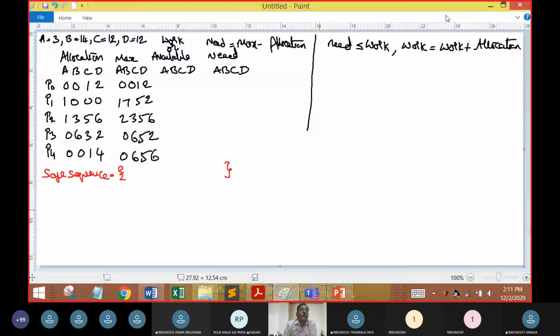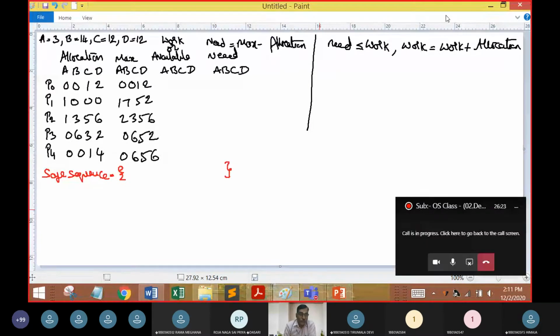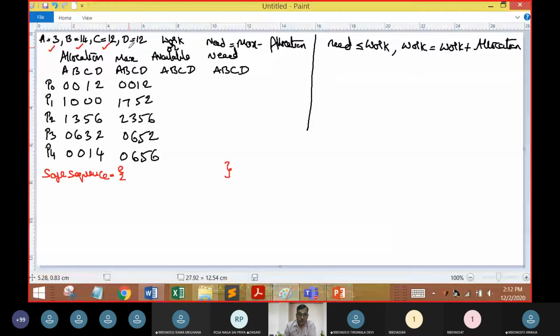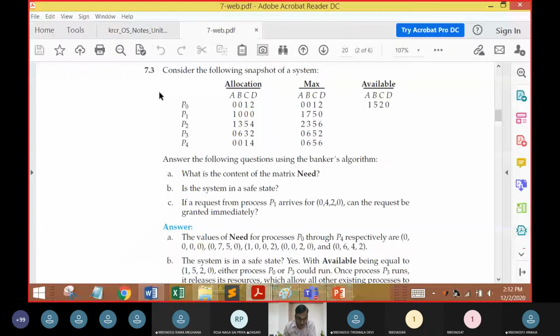So we do have number of instances for A is 3, number of instances for B is 14, number of instances for C is 12, and number of instances for D is 12. So this is the exercise problem which was given in your textbook, Silberschatz-Galvin. Now you can see here is a snapshot which was given by the author. He has given P0 to P4 as states, and allocation he has given as a matrix, maximum he has given as a matrix, availability is also given as a matrix.